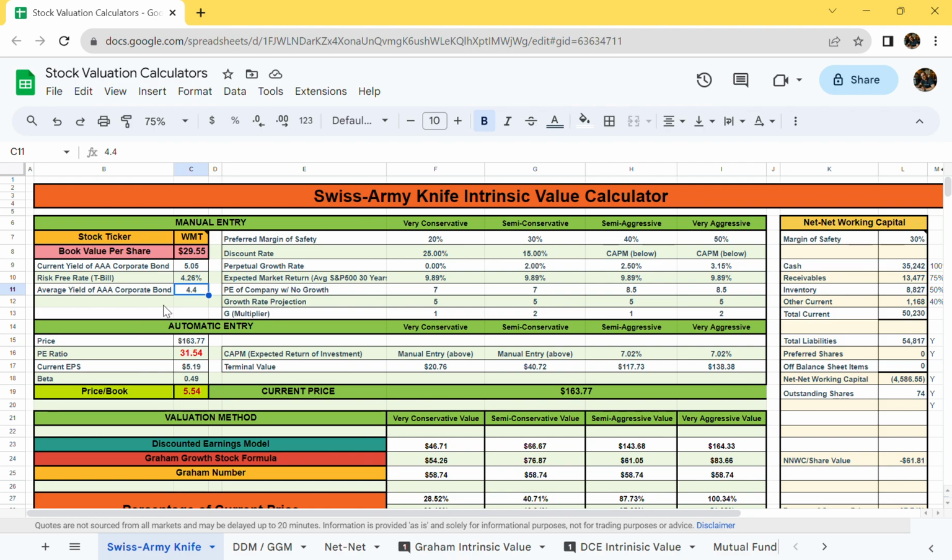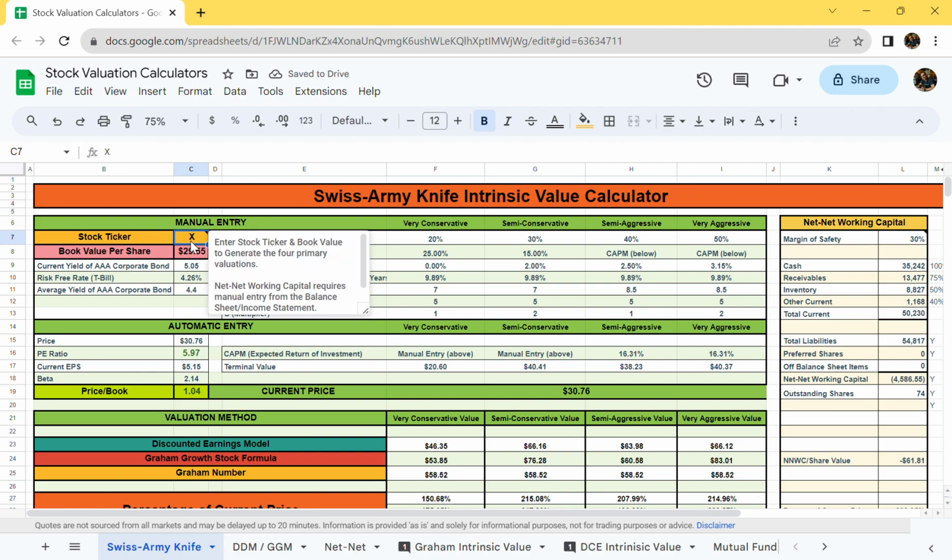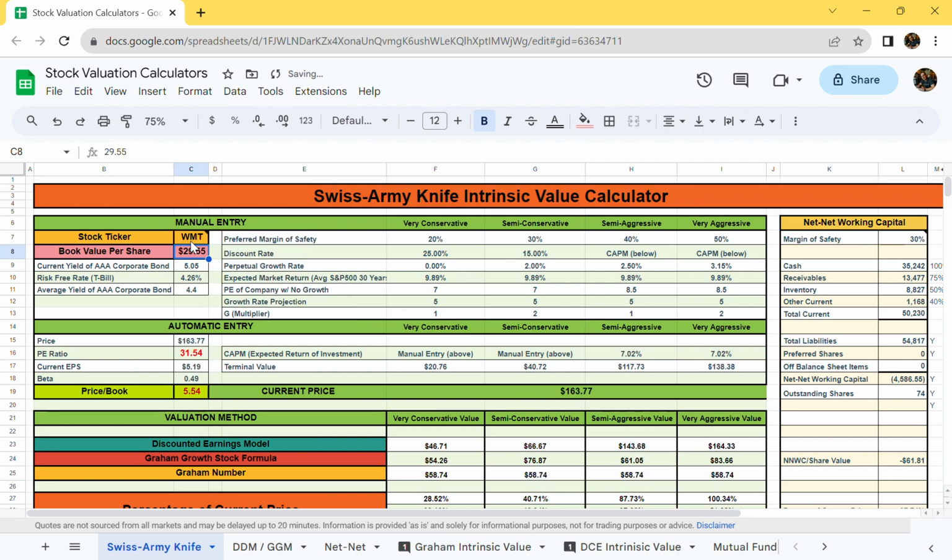Of course, when we entered this, just to show you, so again, we'll type in X. Now watch these numbers here. When we hit enter, they all change. And so you might be asking, well, how did you do that magic? It utilizes Google Finance formulas. These are not available in Excel.